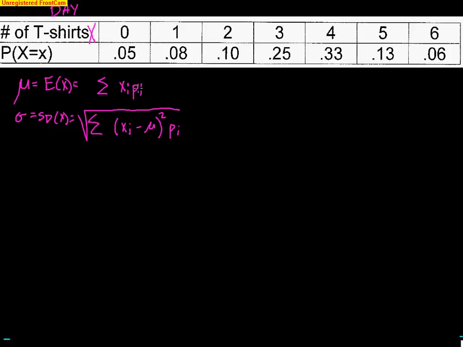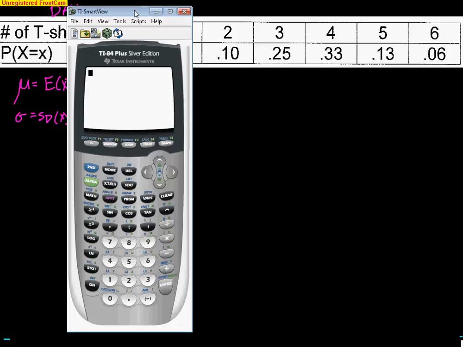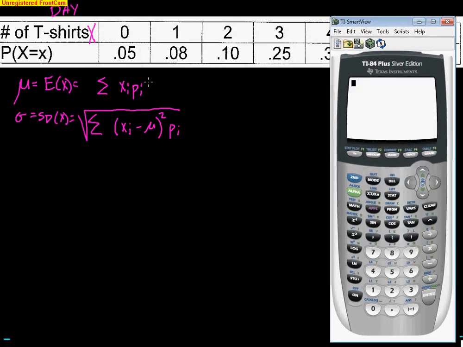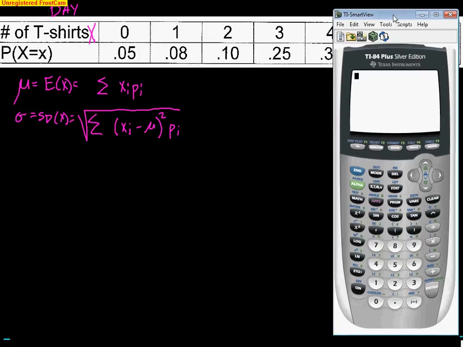Now, what I want to show you real quick, and this is going to be really, really cool, is that there's a shortcut. There's a way for you to not have to use these formulas, and I'm going to show it with you on the calculator, okay? The formula for the mean is not very hard to do by hand. The formula for standard deviation is. So I want to show you a really cool shortcut.